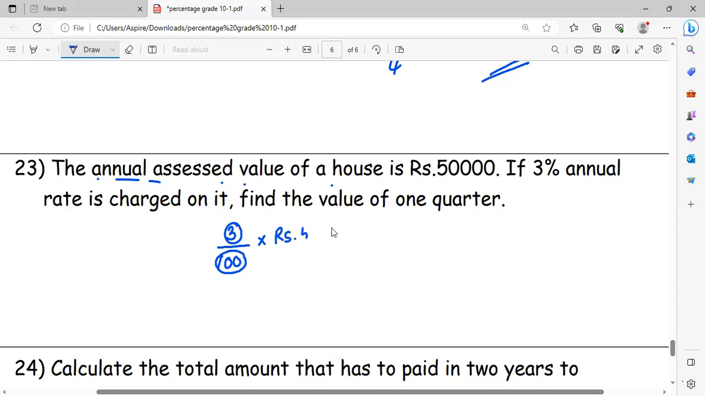ඒ කියන්නේ රුපියල් 100යි නම් රුපියල් 3යි ගෙවන්න ඕනේ. එහෙනම් 50,000 නම් කීයක් ගෙවන්න ඕනේ? මේ අවුරුද්දකට. එහෙනම් ක්වාටර් එකකට හොයන්න අපිට 4ෙන් බෙදන්න වෙනවා. Then zeros are cancelled like this and 3 into 5 it become 1,500.